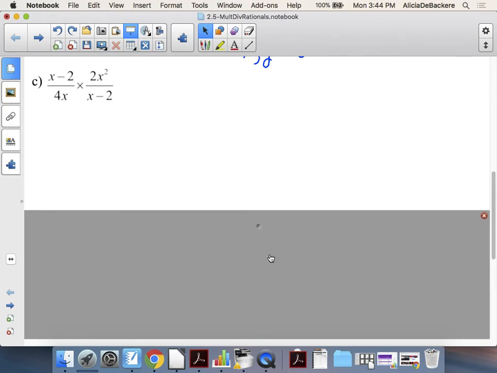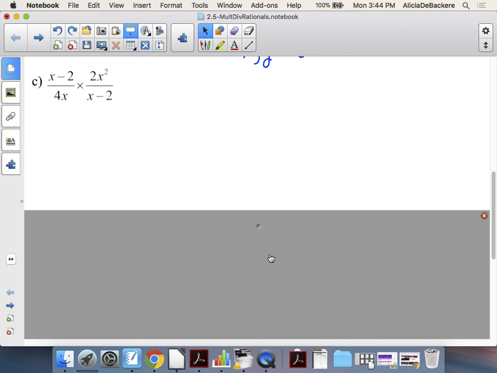All right, our next question is a little bit different because now my numerator has a subtraction in it, and my second denominator has subtraction as well. It's multiplication in between the two fractions though, so I do know that I can cancel from the top to the bottom across the times sign.